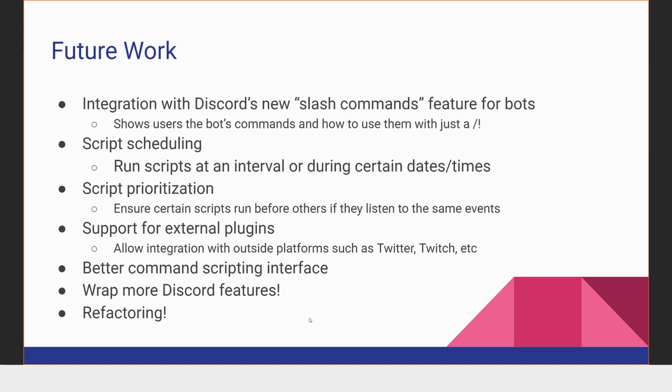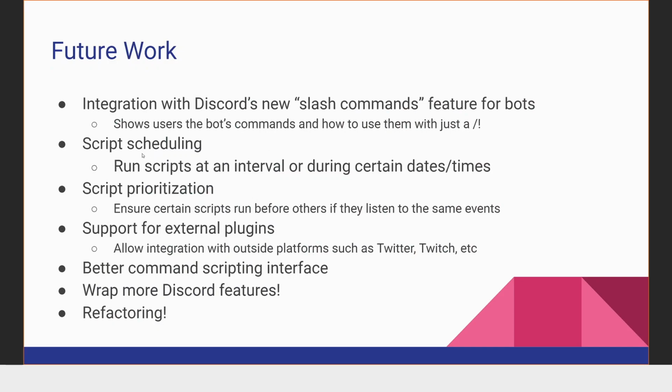So future work, there's a lot to do. This is only a small subset of things, but the first thing I want to do is integrate with Discord's new slash commands feature, which basically allows you to send your bot commands to Discord, and so whenever anyone types slash, it'll show you everything the bot can do. But Discord.net, the library I'm using, doesn't currently support it.